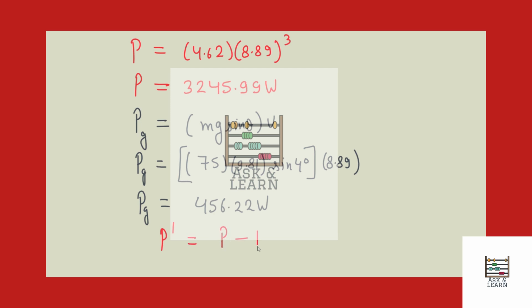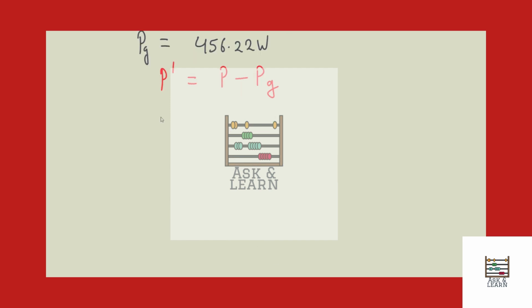Now here the net power used by the bicyclist to descend is given by P dash equals P minus P_g. Now on substituting, we get P dash equals 3245.99 minus 456.22 watt. So now from above we get P dash equals 2789.77 watt.